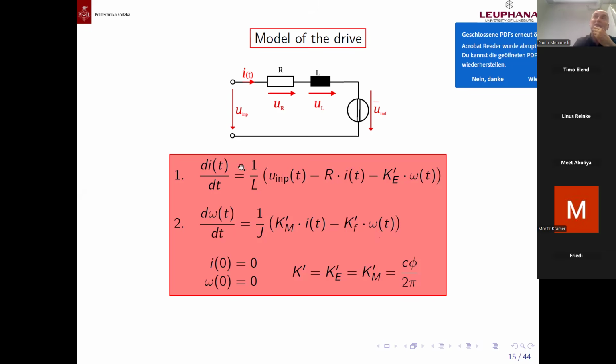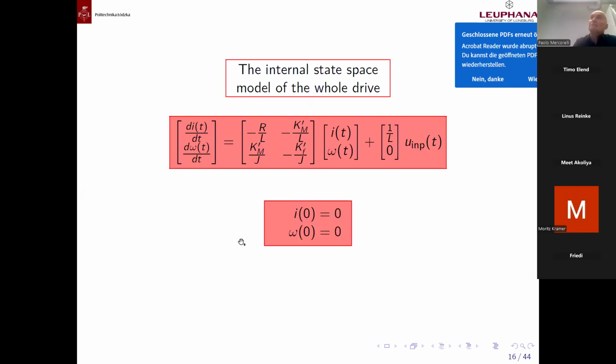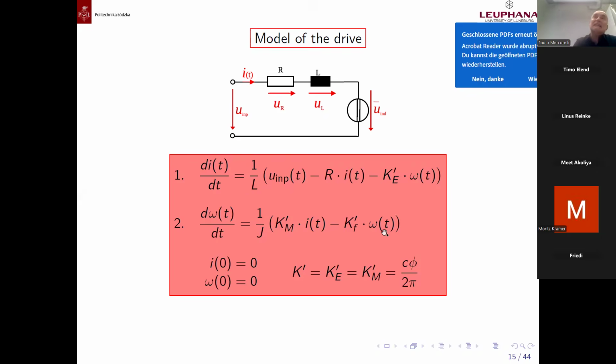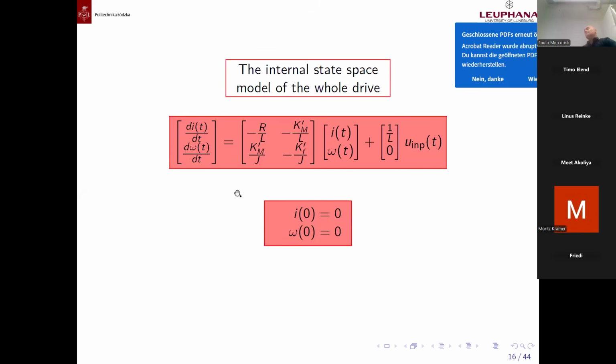We can see that your input influences the current. The variation of the current depends also on the input. And the current is present in the second equation. It is responsible, let me say, together with the state itself, for the changes of the velocity. I can write everything, this information 1 and information 2, in a matrix form.